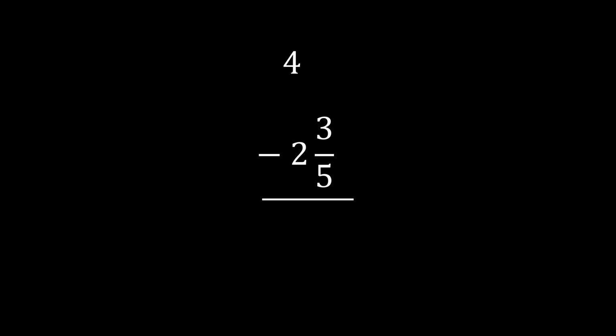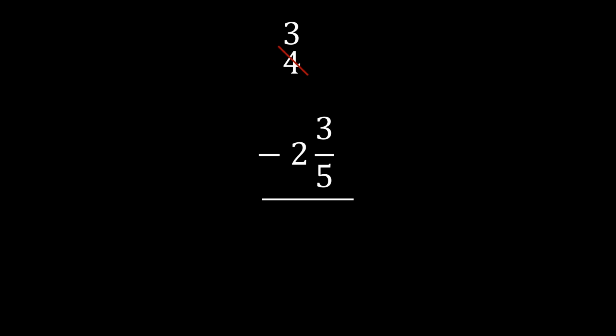In this example, I have 4 minus 2 and 3/5. And when I subtract mixed numbers, I always start with the fractions. But with my whole number 4, I don't see a fraction there. And I cannot do 0 minus 3/5. So I'm going to need to regroup.